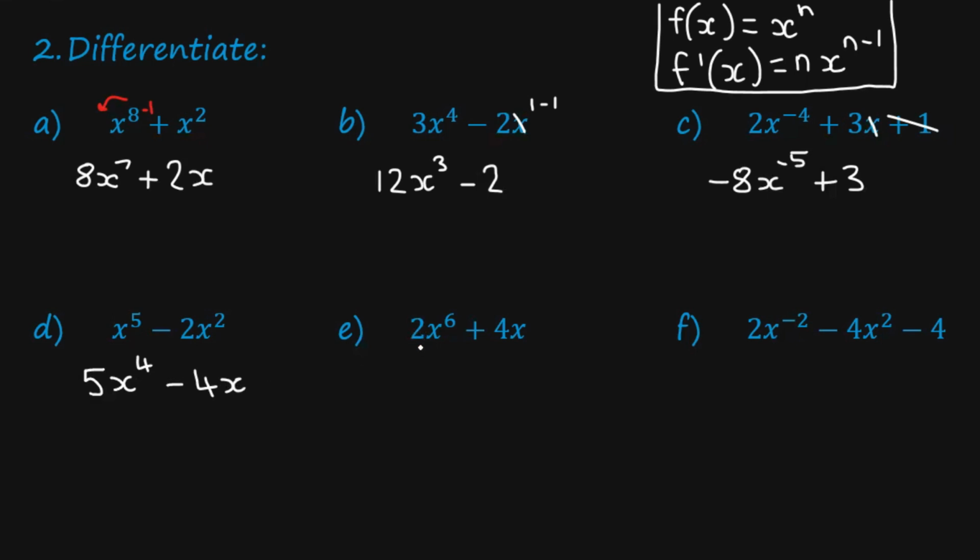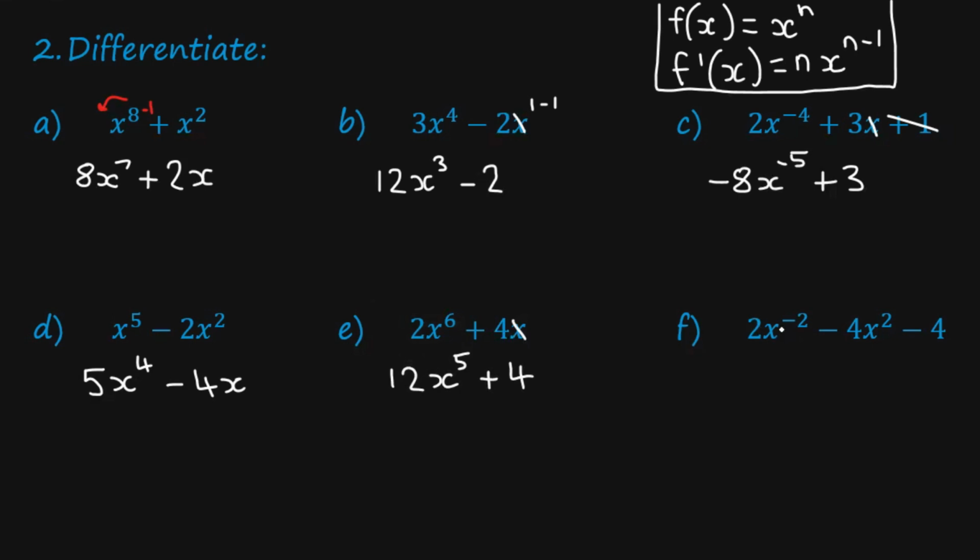Okay, so next one, 2x to the power of 6 is going to become 12x because it's 2 times 6. So 12x, and then 6 minus 1 is just 5. And then we've got plus 4, okay? So remember, we're just getting rid of that x there.